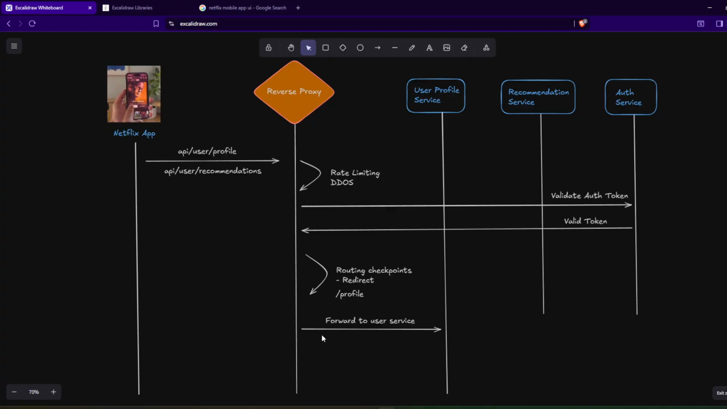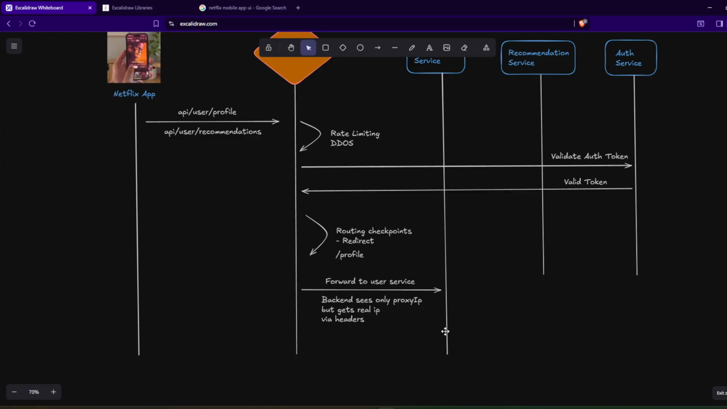The backend sees only the proxy IP as the origin, but gets the real IP via the headers. There is a header called X-Forwarded-For, and from the X-Forwarded-For we can get this header. So all these things are going on over here, you can see. After that, the user profile service sends the response to this component.